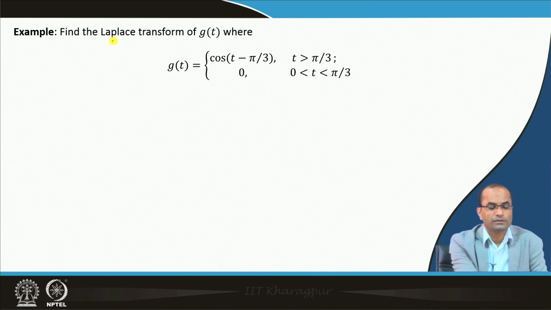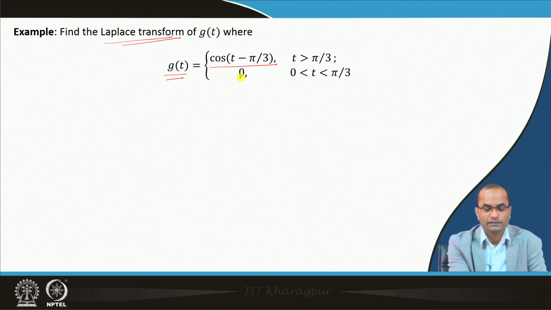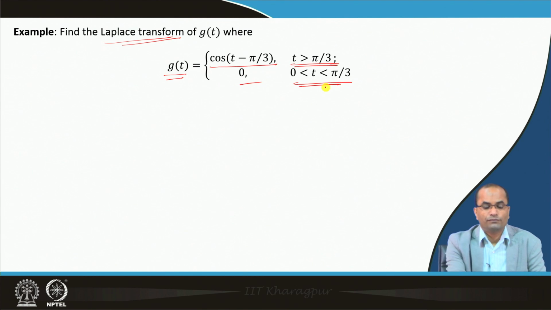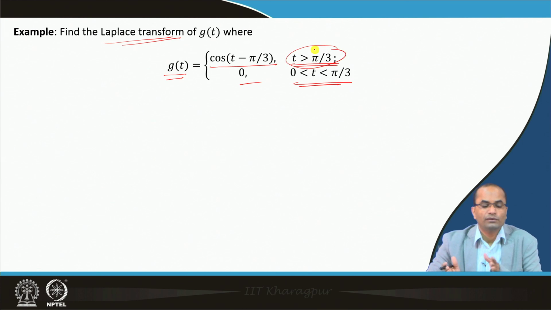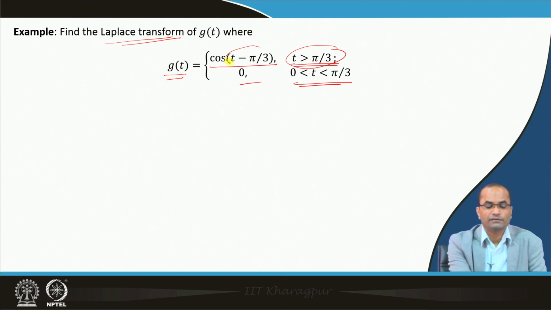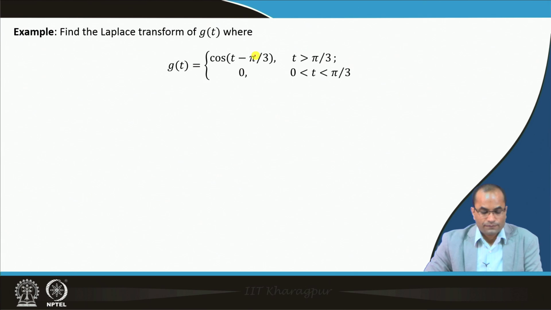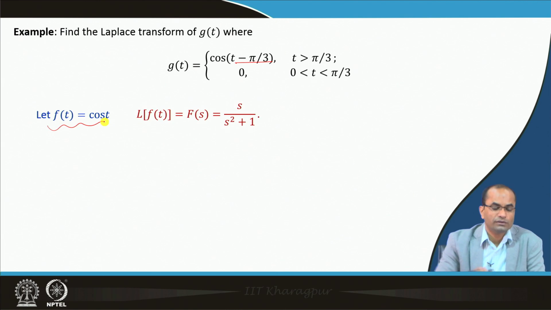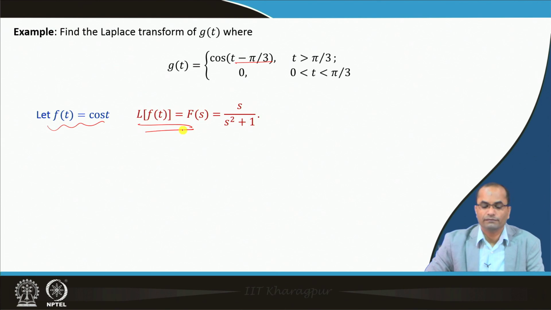So, for instance here, you find the Laplace transform of this g(t), where g(t) is cos(t - pi/3) when t is greater than pi/3 and 0 in the range 0 to pi/3. So, the cos function is shifted for t greater than pi/3, but the value starts exactly from 0 itself, because cos(t - pi/3) is there in the argument. Here, if we take this f(t) as cos t, we know the Laplace transform of this f(t); we have already done this.